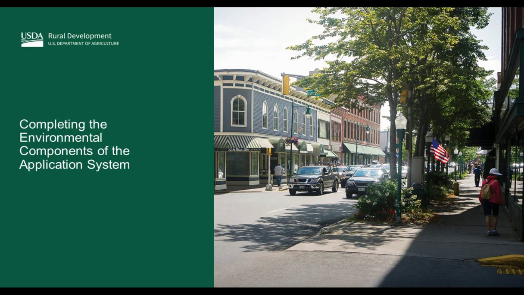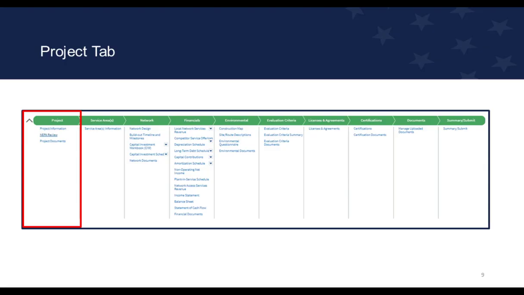Now let's turn our attention to completing the environmental components within the ReConnect application. There are a few things applicants should consider before beginning to address the environmental components of the ReConnect application. It's important to note that applicants will need to complete both the Project tab and the Environmental tab within the application system to satisfy environmental components of the application. So we'll start with the Project tab right now.